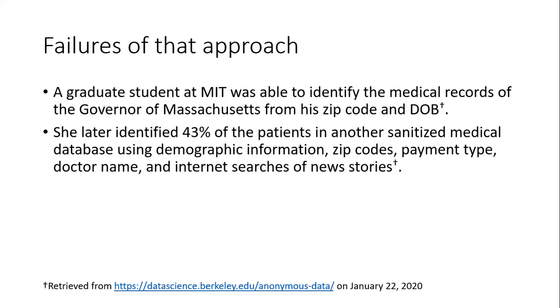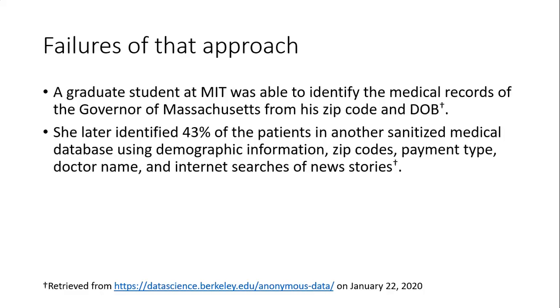$50 and was able to identify 43% of the patients in the database using things like demographic information, zip codes, the way they paid their bill, their doctor's name. And really, she was doing some super sleuthing, doing internet searches for news stories that matched that information, right? So the key culprit in these privacy breaches is this auxiliary information. And so that's where the trouble comes in.